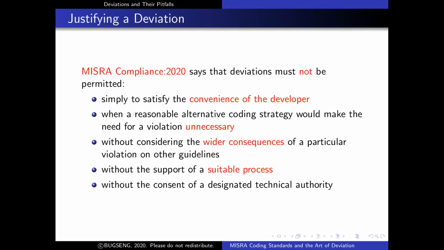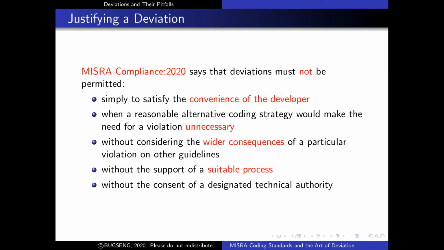So, when a reasonable alternative coding strategy would make the need for a violation unnecessary, or without considering the wider consequences, or without a suitable process to assess and authorize the deviation, and without the consent of a designated technical authority. The first point is particularly important.